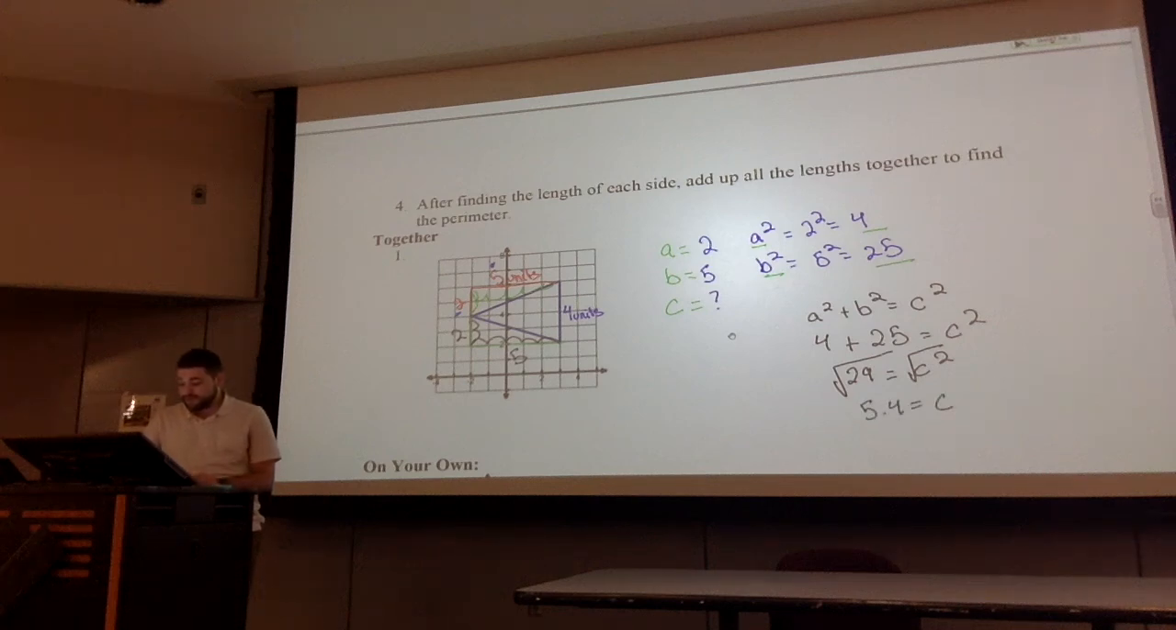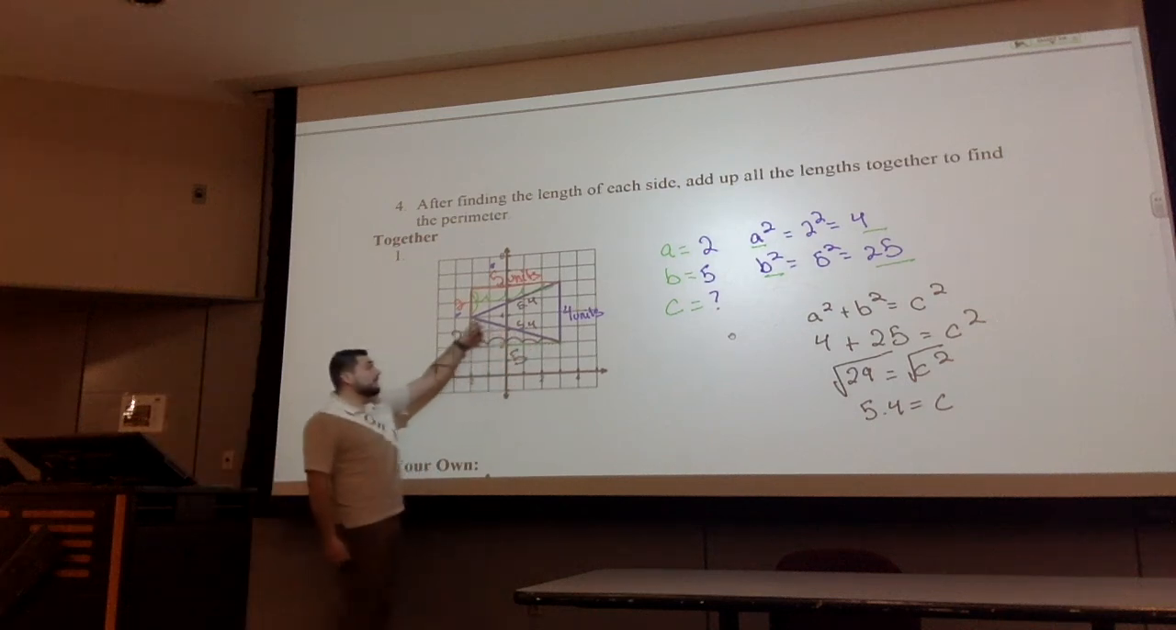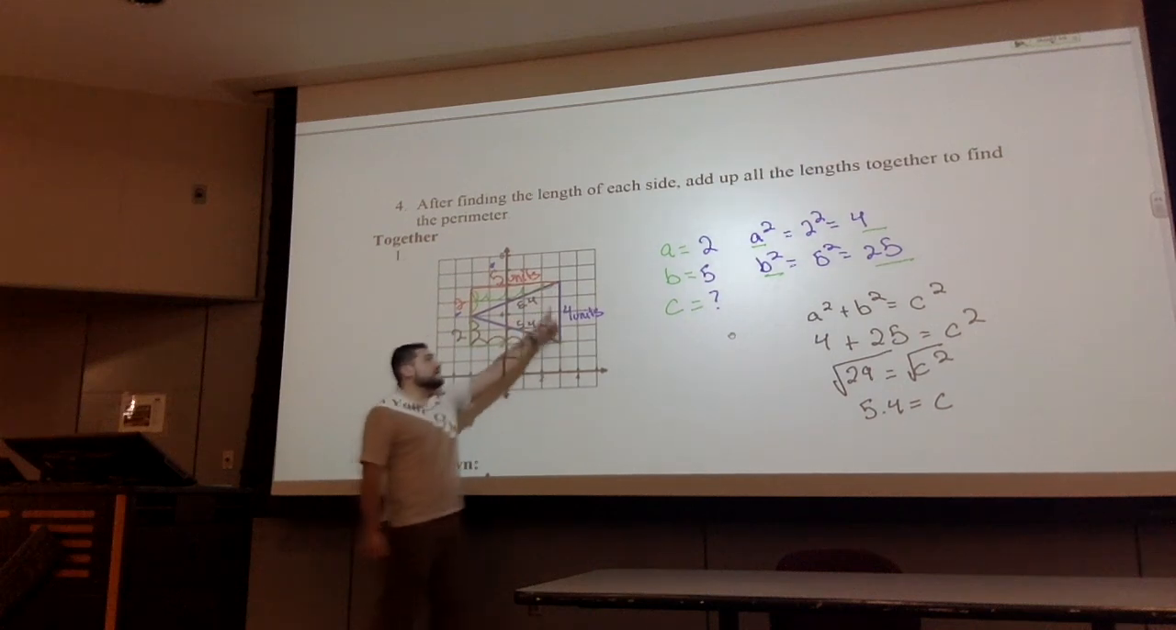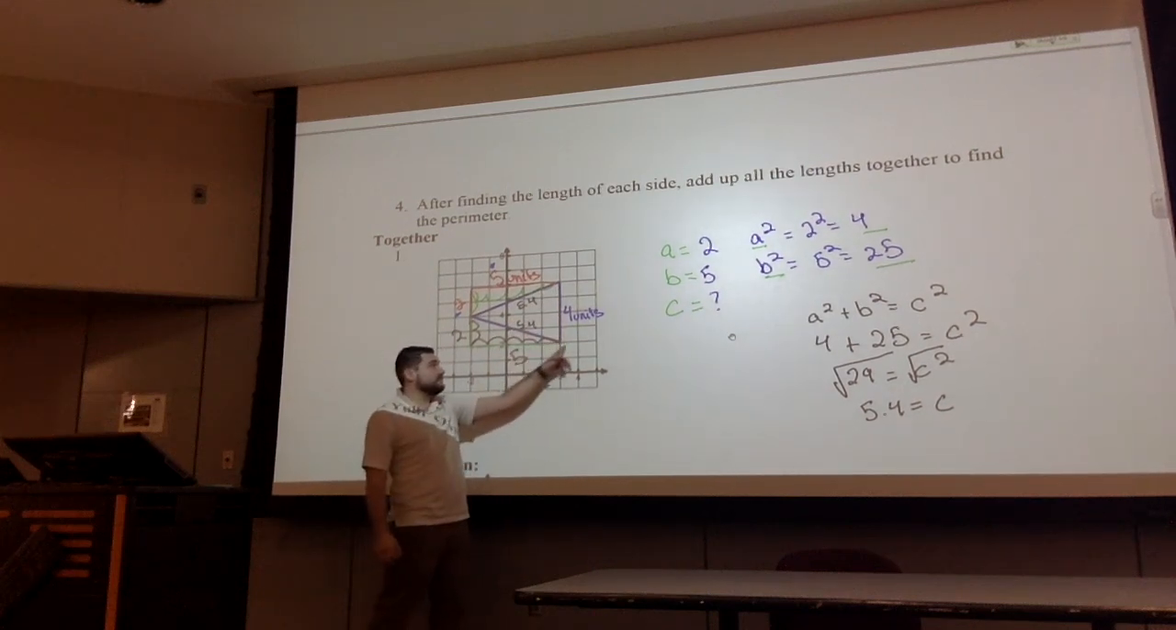So now I can write in those side lengths right on the picture. So now we can see that the length of this side is equal to 5.4 units, the length of this side is equal to 5.4 units, and the length of this side is 4 units because we can count the squares.